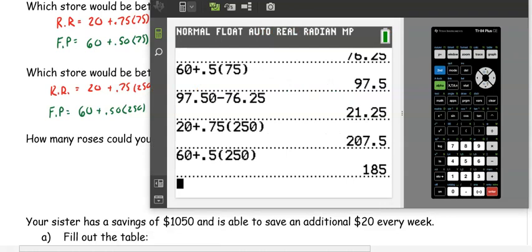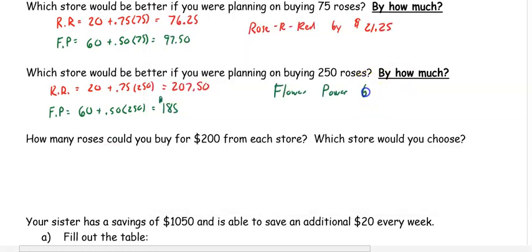And again, we can subtract our costs. So 207.5 minus 185 would give us Flower Power is cheaper by $22.50. Now let's look the other way. What happens if we are buying $200? So if we walked into each store with $200, who's going to give us more roses?